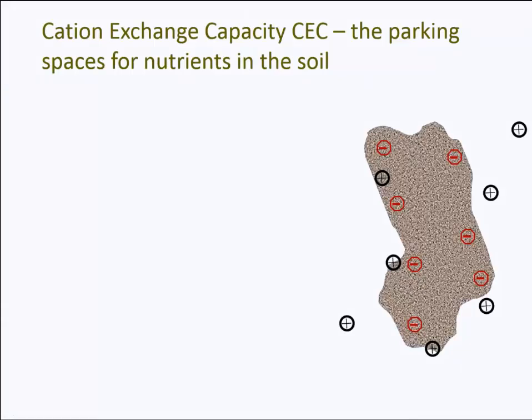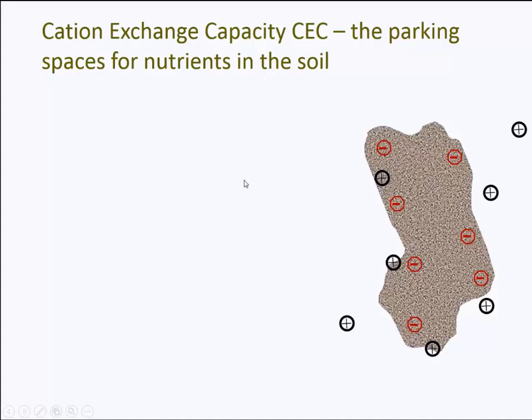So what's cation exchange capacity, or CEC? It's the parking spaces for nutrients in a soil. Most soil particles, what we call clays in soils, have negative charges. That allows positively charged nutrients like ammonium and potassium to get attracted to that soil particle, but not that strongly, meaning these positively charged nutrients can come off fairly easily and get used by crops.